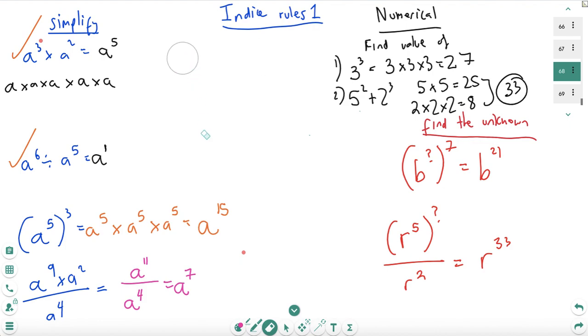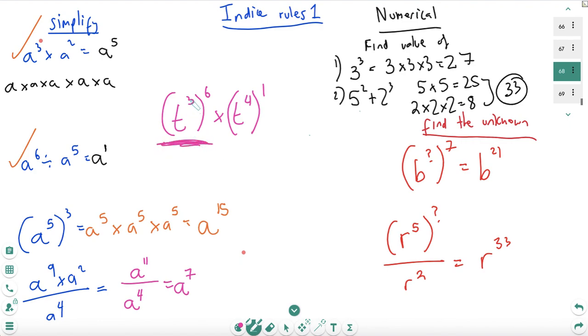Let's look at another example, a harder one. Let's simplify this. Well, someone's like, yo, simplify this expression. Well, let's simplify this part first.